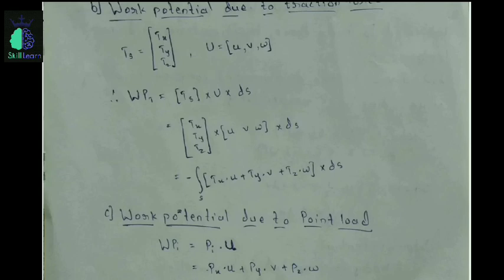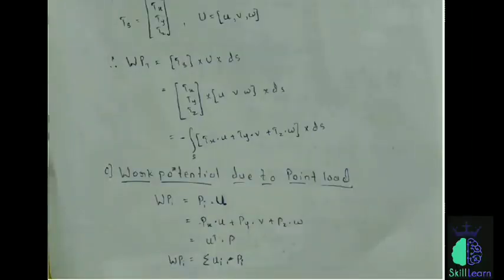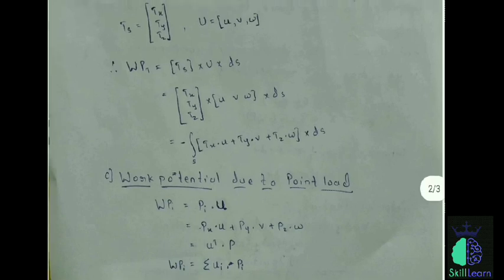So we have got the work potential due to the traction force, and moving to the work potential due to the point load. When we multiply this, WPi is equal to Pi into U, we get this equation, that is sigma of Ui into Pi. So this is the equation for the work potential due to the point load.